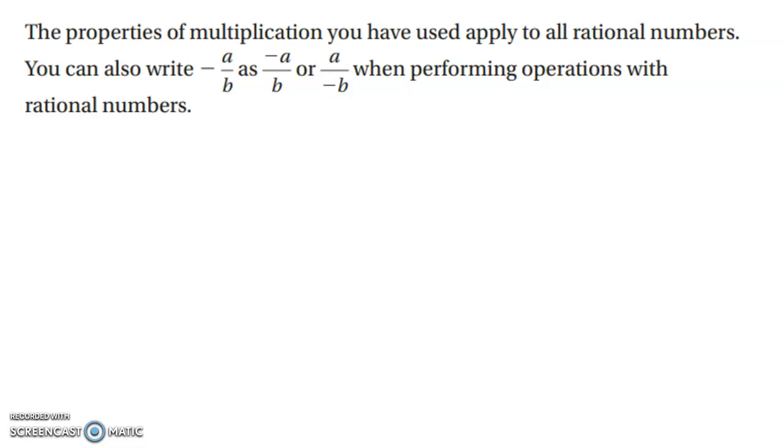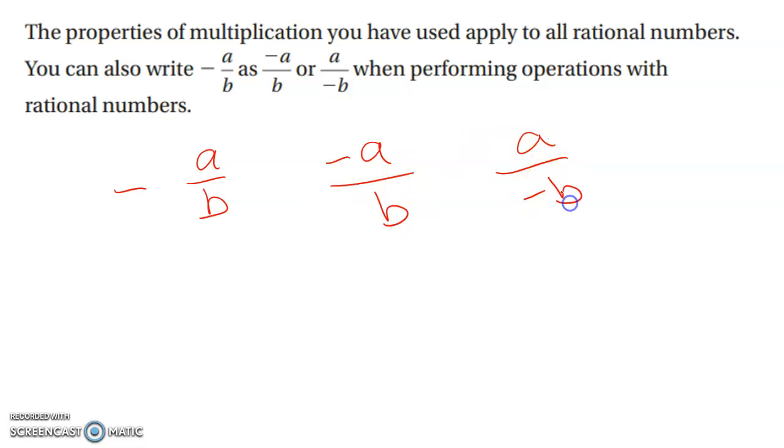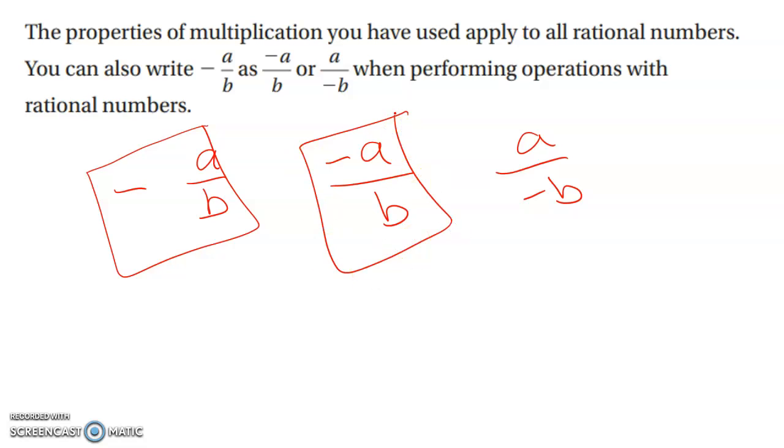All right. So, the first part says the properties of multiplication you have used apply to all rational numbers. So it's showing you different ways you can write a negative fraction. You can have it on the side, so negative, and then the a over b. You can have it on top, so negative a over b. You could even have it on the bottom. Big Ideas likes to do it over here on the side. I personally like to put it on the top. It kind of stands out. It's not right next to the bar.